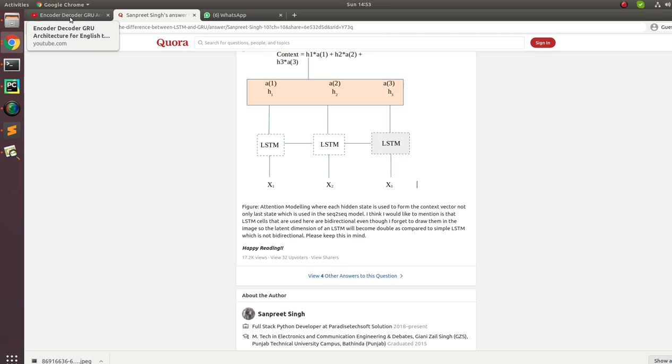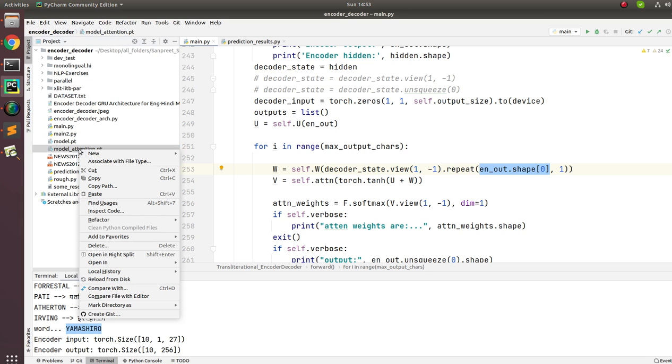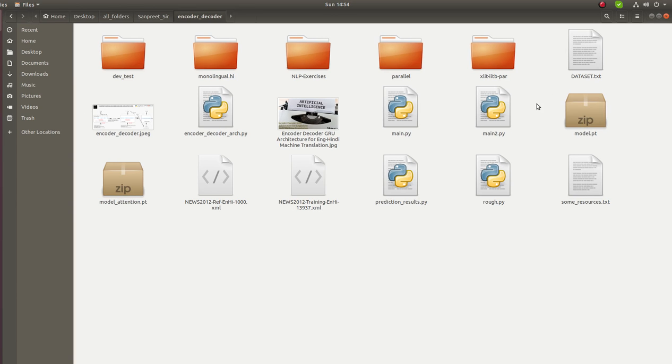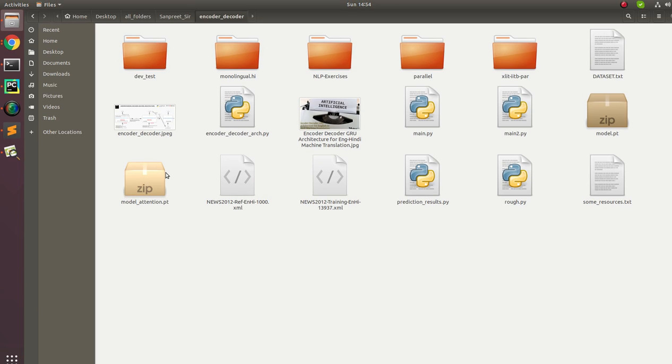This is a little tough because this video involves a lot of mathematics, but the core concept of this video is that we can improve the prediction and increase the accuracy. Now when we have attention weights, in the previous video we had our model as model.pt, but now the new model is model attention.pt. So when you do a prediction with this model, there may be some improvement in accuracy with respect to the previous model. Thanks again for watching the video.